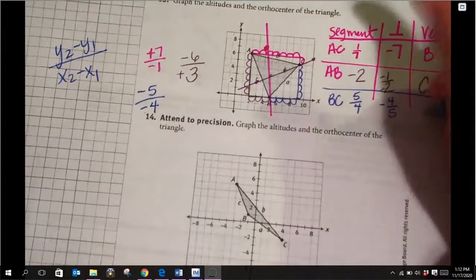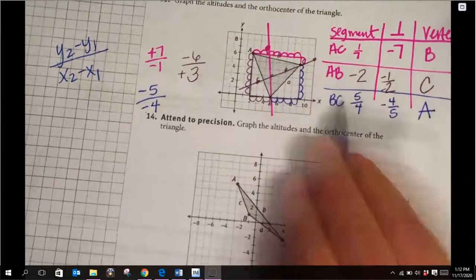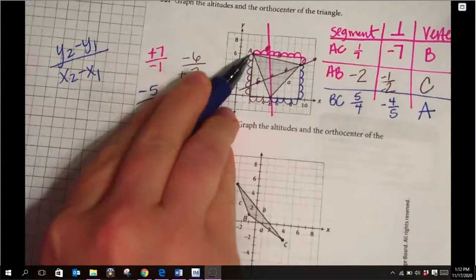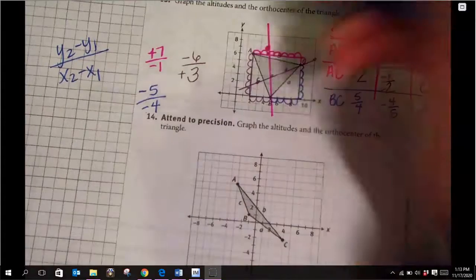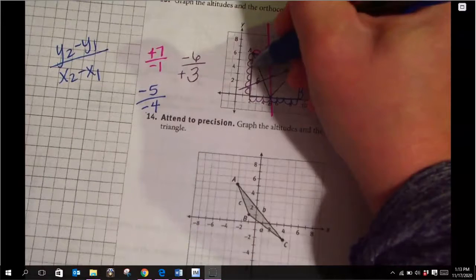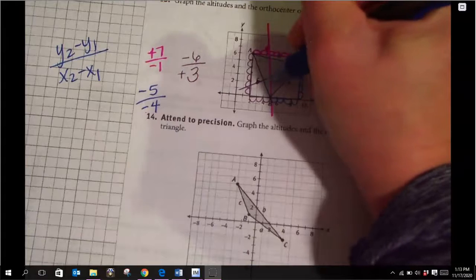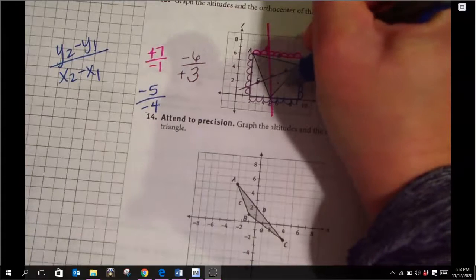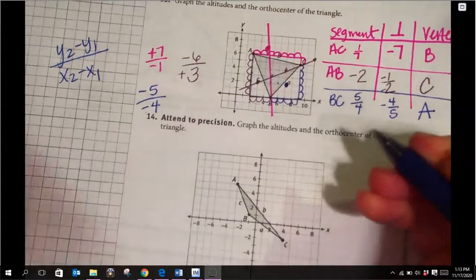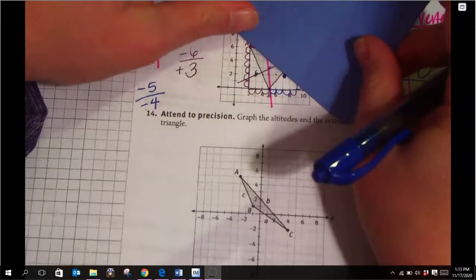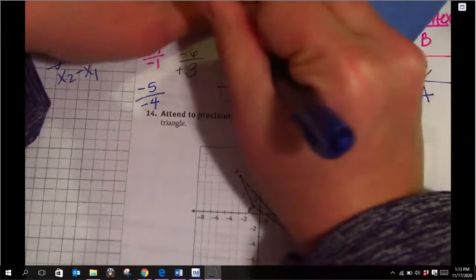And I'm coming from vertex A because that's the one that's not included. So I go to vertex A and I need to go down 4, right 5. So 1, 2, 3, 4. 1, 2, 3, 4, 5. Okay, I'm using my straight edge. And ta-da.